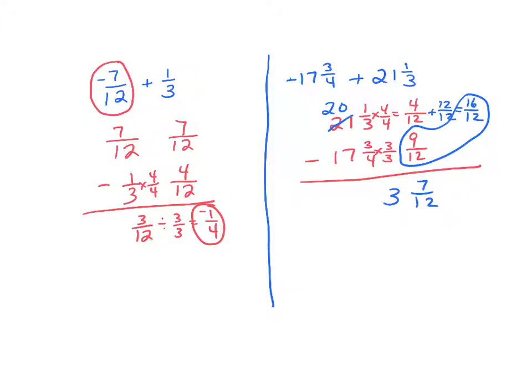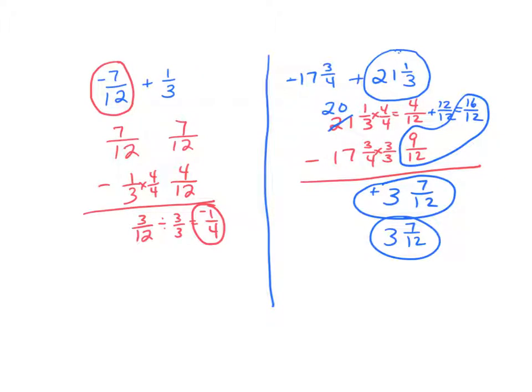Now I'm going to figure out, is it a positive or a negative answer? Well, I'm taking a look back at my original problem, and I notice that 21 1/3, which is the greater absolute value, is a positive. So in this particular case, my answer is a positive 3 7/12, which you could just write 3 7/12.